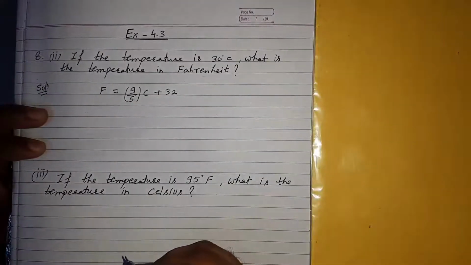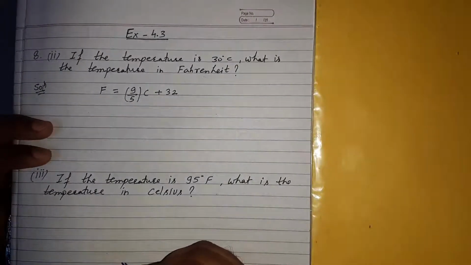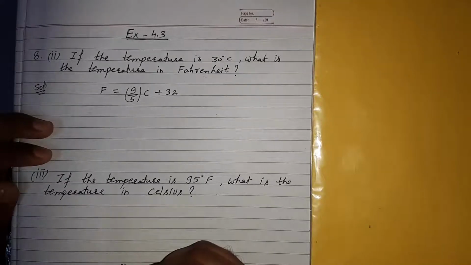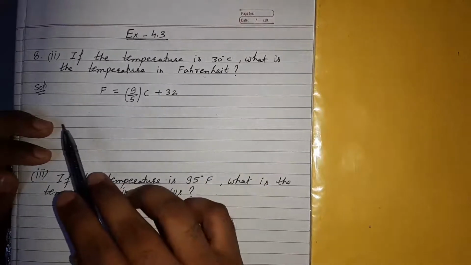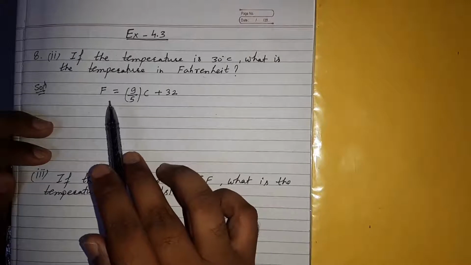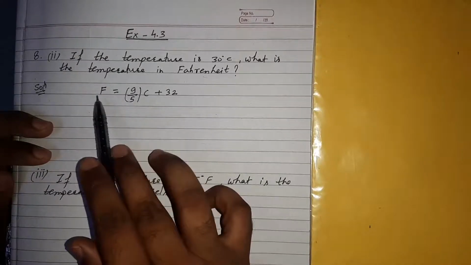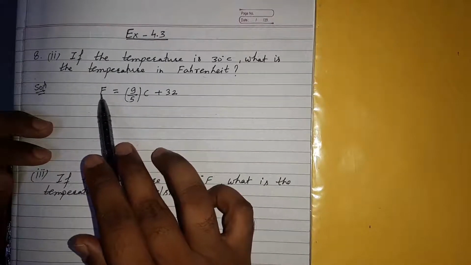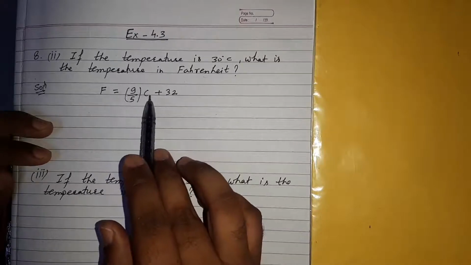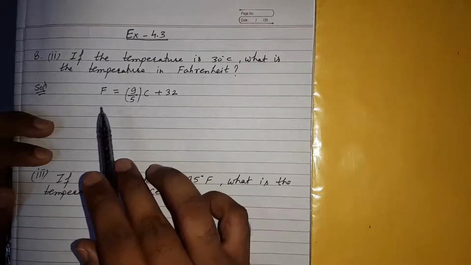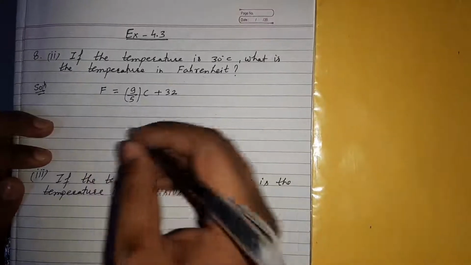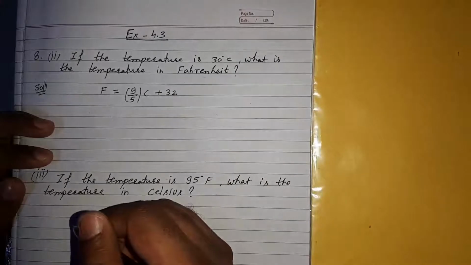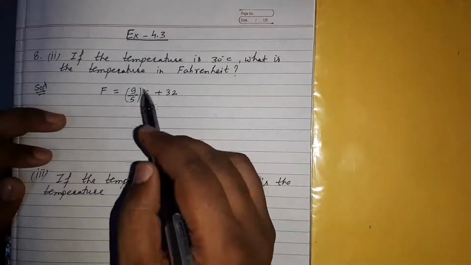Now we will continue this chapter. Exercise 4.3, question number 8, second part. If the temperature is 30 degrees Celsius, what is the temperature in Fahrenheit? The solution is, we know the relation between degree Celsius and Fahrenheit. F is equal to 9 upon 5 C plus 32. Now in the second part, the temperature is 30 degrees Celsius, means the value of C is 30, it is given. And we have to find the value of F.